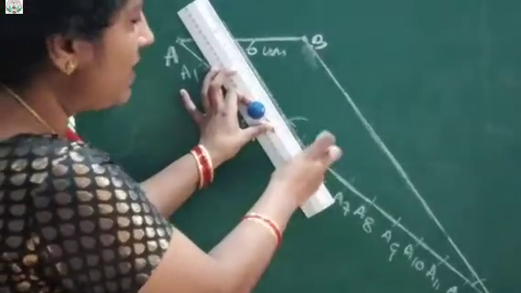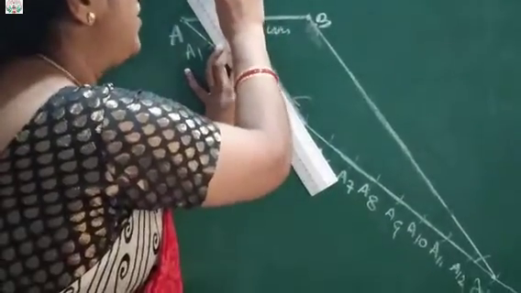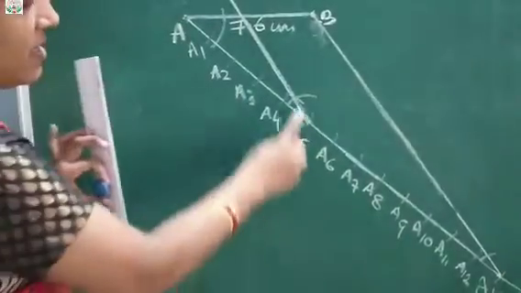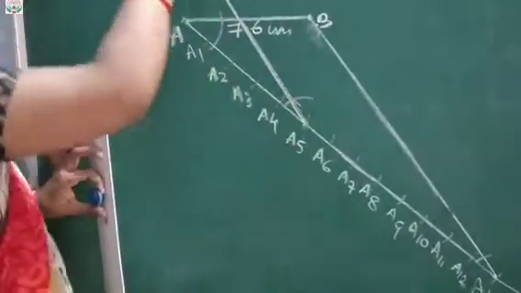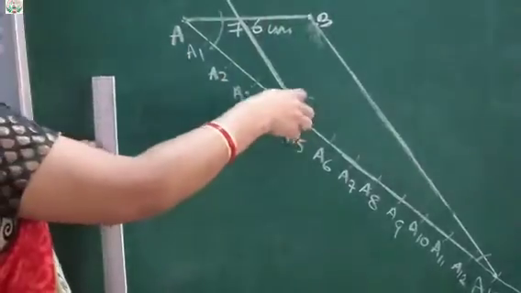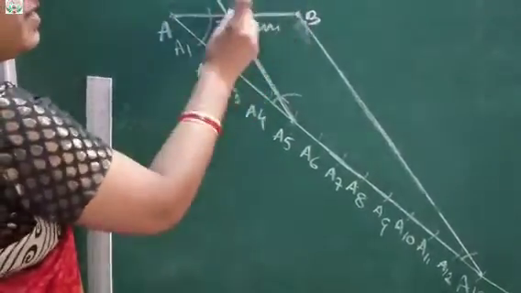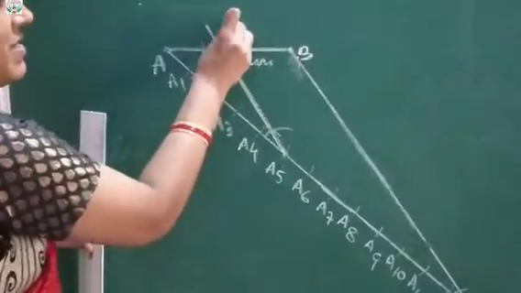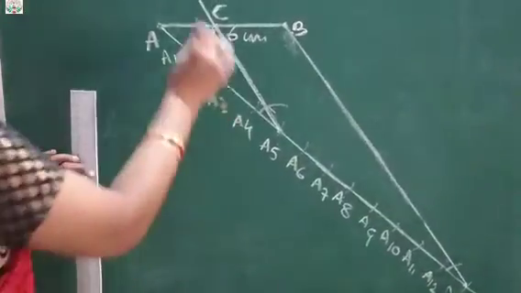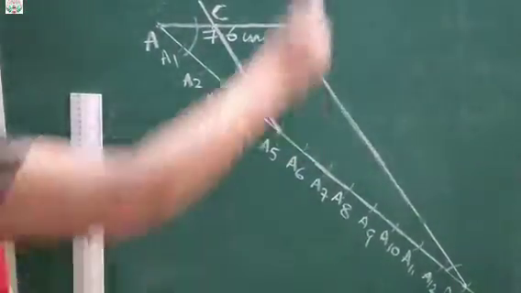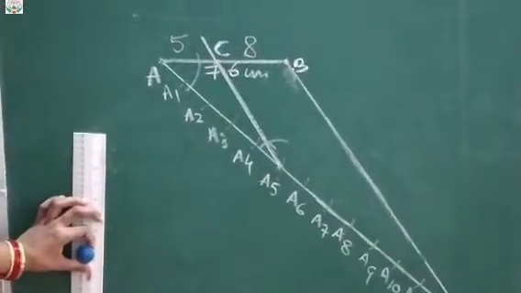Now I will join A5 with that arc point, draw the line and stretch it. Wherever this line intersects AB, this point is my C. So now this is the required 5:8 ratio. Clear now?